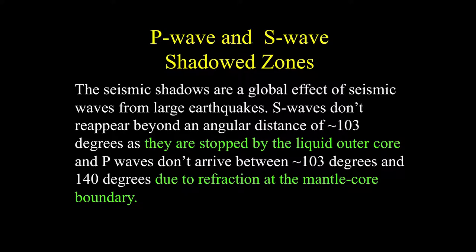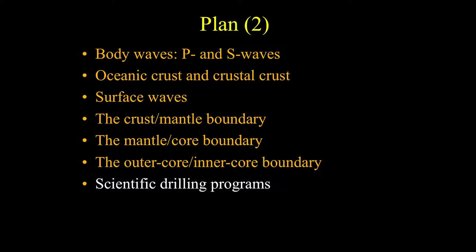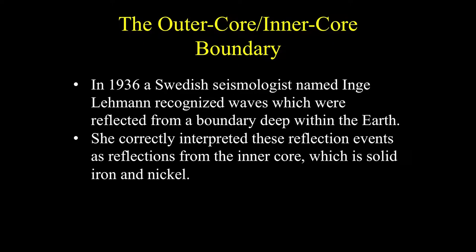Let's talk about the outer core inner core boundary. In 1936, a Swedish seismologist named Inge Lehmann recognized waves which were reflected from a boundary deep within the earth. She correctly interpreted these reflection events as reflections from the inner core, which is solid iron and nickel.